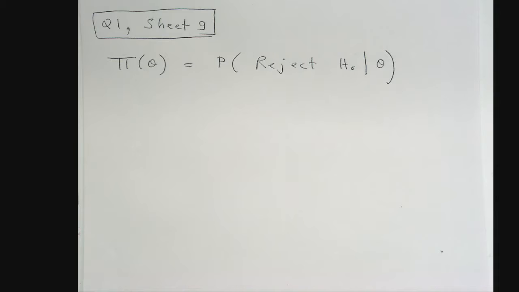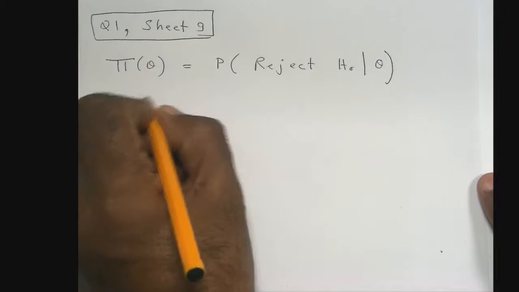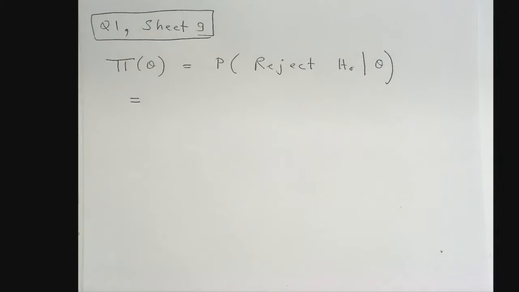Now for the hypothesis that you are given, guys, are you listening to me? The hypothesis that you are given is theta equal to theta 0 versus theta less than theta 0. Now what's the rule for rejecting the null hypothesis in that case?